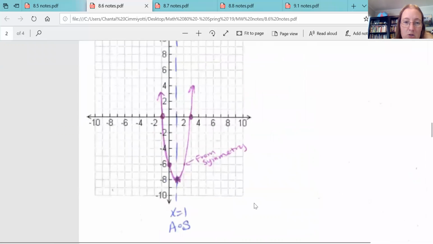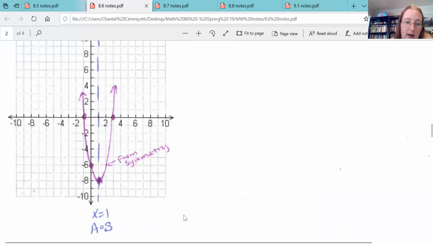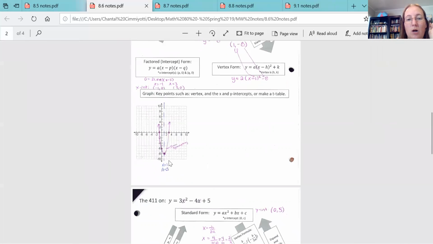So I graphed those just to give you an idea, and you can see that the a being 2, from my vertex, when I go over 1, I go up 2. You can see the y-intercept there and the x-intercepts there. It all matches up. And if I go over 2 from the vertex, because the a is 2, I'm going to double my 4 and go up 8. And there it is. It all matches. So it's kind of nice to be able to check all your work.